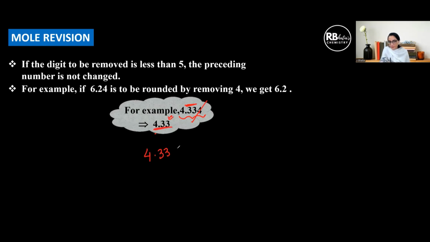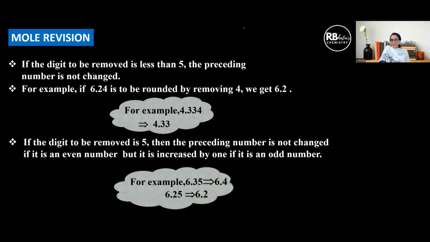But supposing the number was 4.336. So to drop this number, I would have to increase the preceding number by 1. If the last number to be dropped is less than 5, leave the preceding as such. If it is more than 5, increase the preceding by 1. If the digit to be removed is 5, then the number is not changed if it is an even number, but increased by 1 if it is odd.